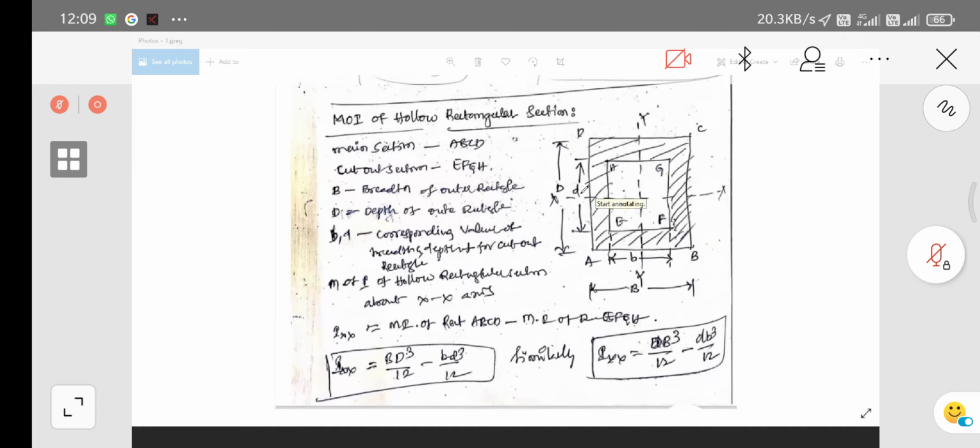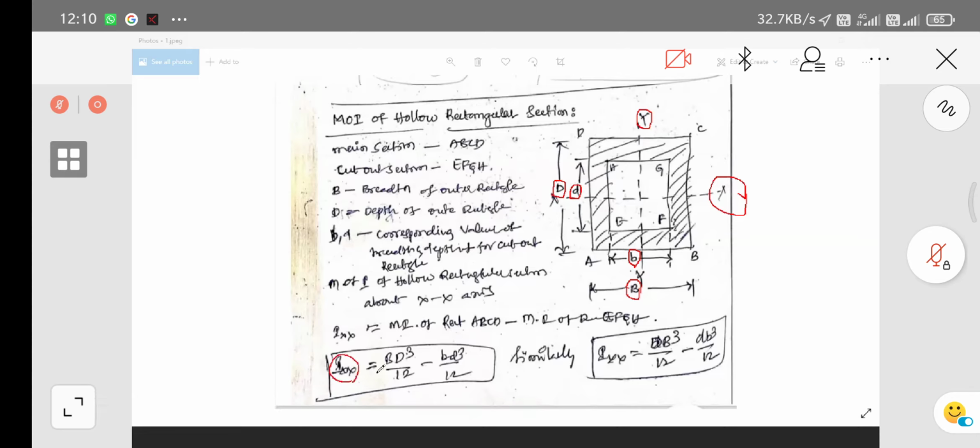The hollow rectangular section has dimensions small d and small b as height and base. The larger rectangular section has capital B and capital D as the base and height values. Their central axes are the x and y axes. I have to find the central axis, and you can also find about the base axis if you wish. I will go for finding only about the central axis here.